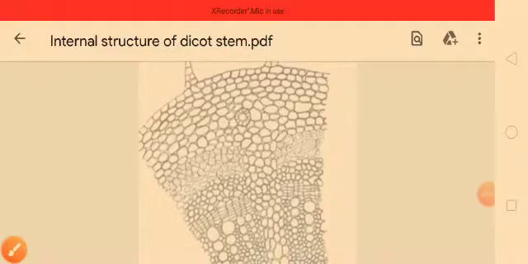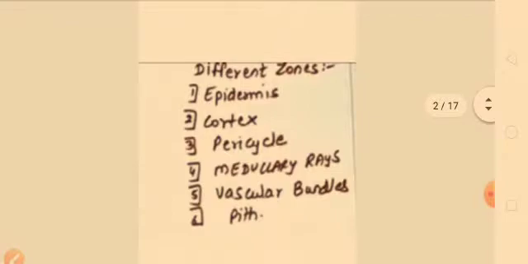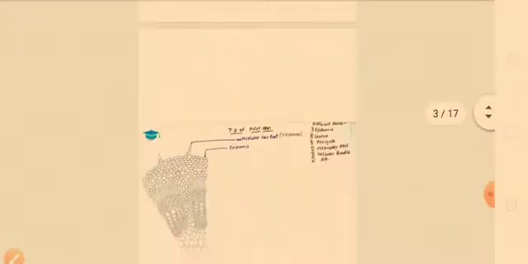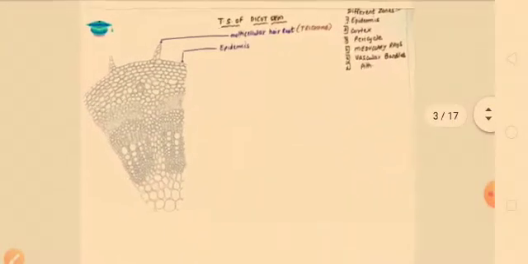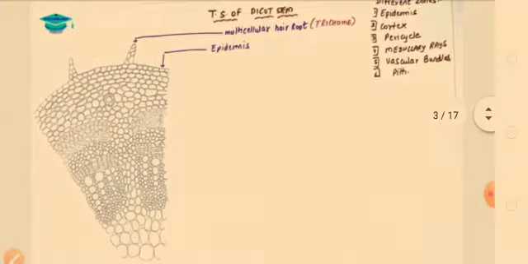Namaste students. Today we are going to study the internal structure of the dicot stem. So this is the picture of the internal structure of the dicot stem. Here we have different zones, that is the epidermis, cortex, pericycle, medullary rays, vascular bundles and pith. So this is the transverse section of the dicot stem.